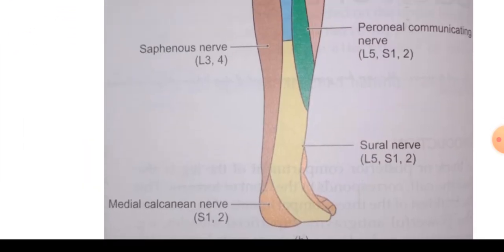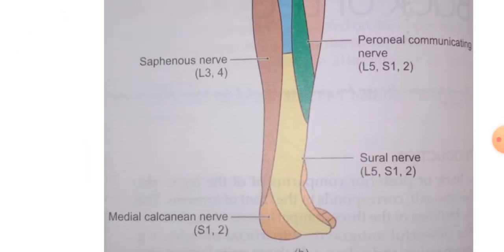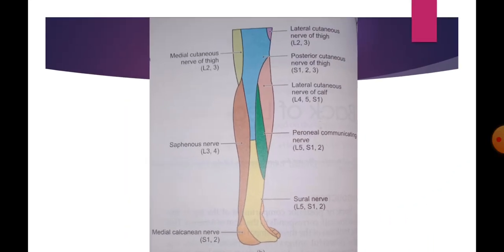Finally, we have the medial calcanean branches. They are the branches of the tibial nerve. They perforate the flexor retinaculum and supply the skin of the heel and the medial side of the sole of the foot. So that is about the cutaneous supply of the calf.